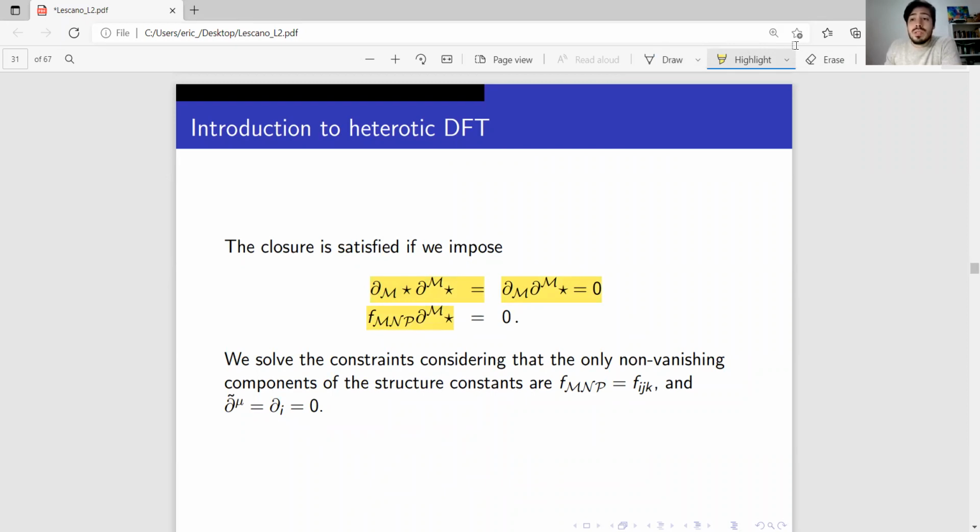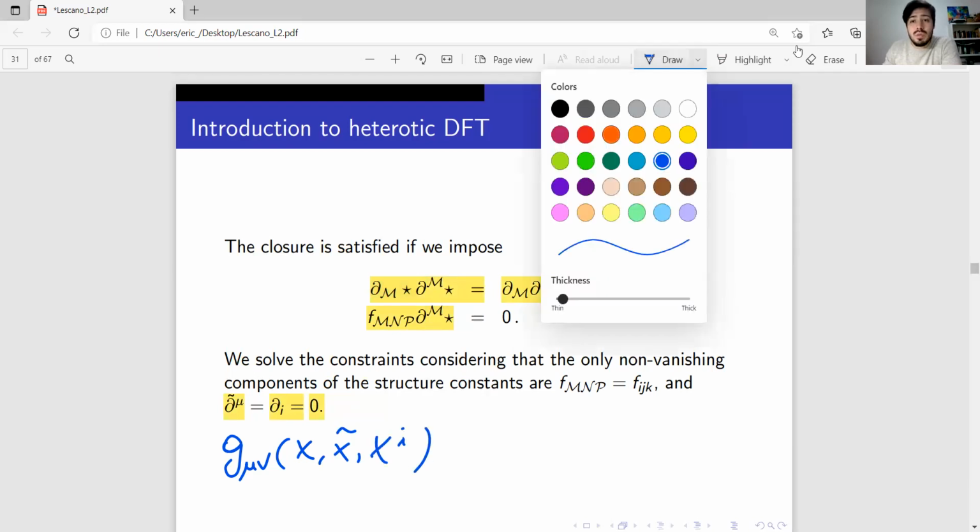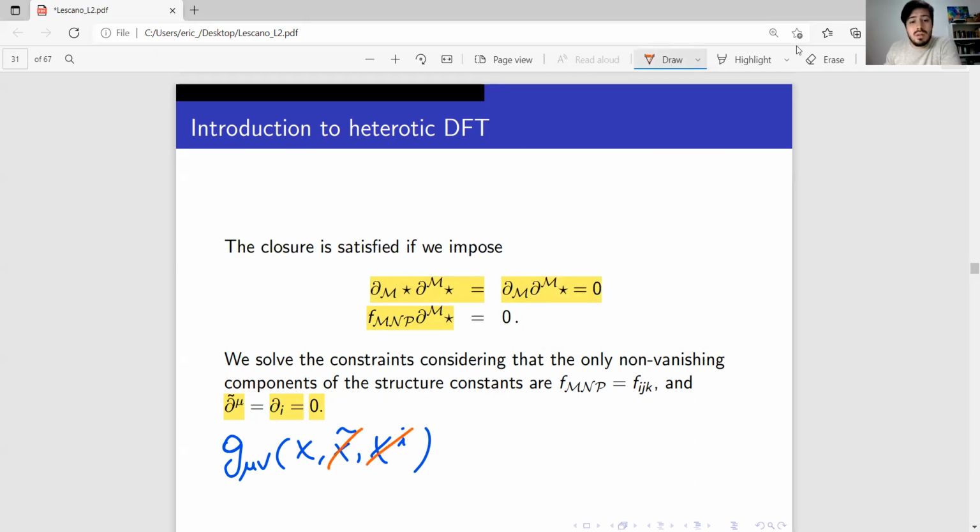And the way we solve this constraint is demanding that our fields do not depend on these extra coordinates. Once we parameterize our fields, for example, a tensor metric, we have all these coordinates, the gauge part, and our fields will depend only on the standard coordinates.